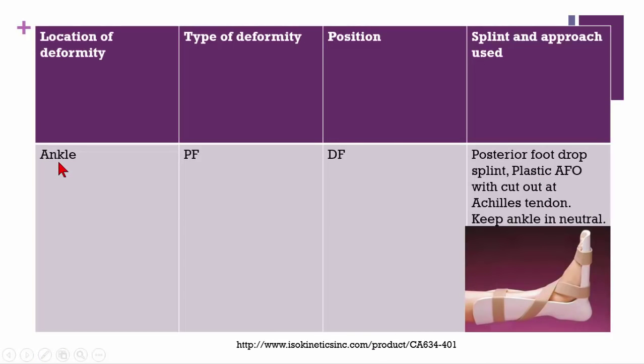Now we are going to see about the ankle deformity. The patient is having plantar flexion deformity, so we will keep their leg in dorsiflexion. For that, a posterior foot drop splint or a plastic ankle foot orthosis with a cut out at the Achilles tendon we can use for that kind of patient, and keep the ankle in neutral position.